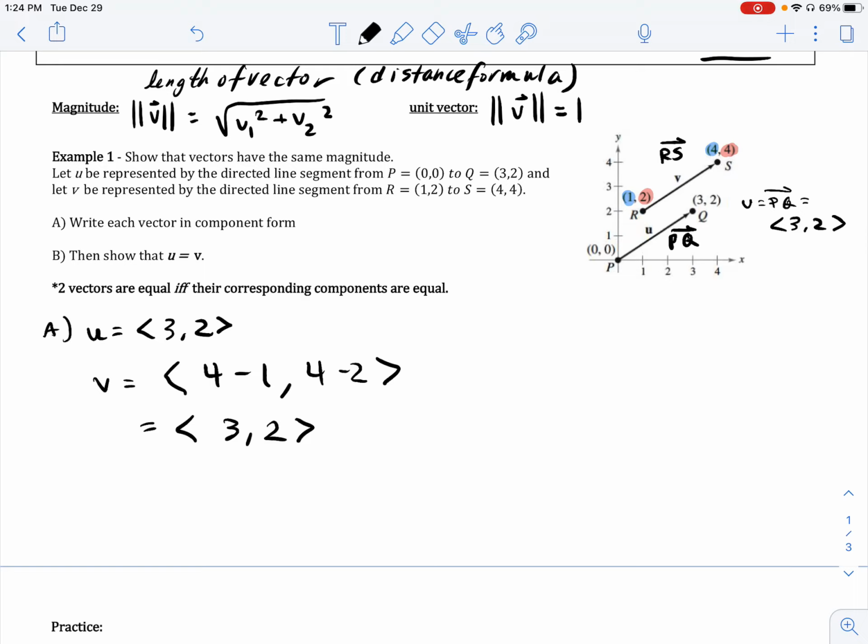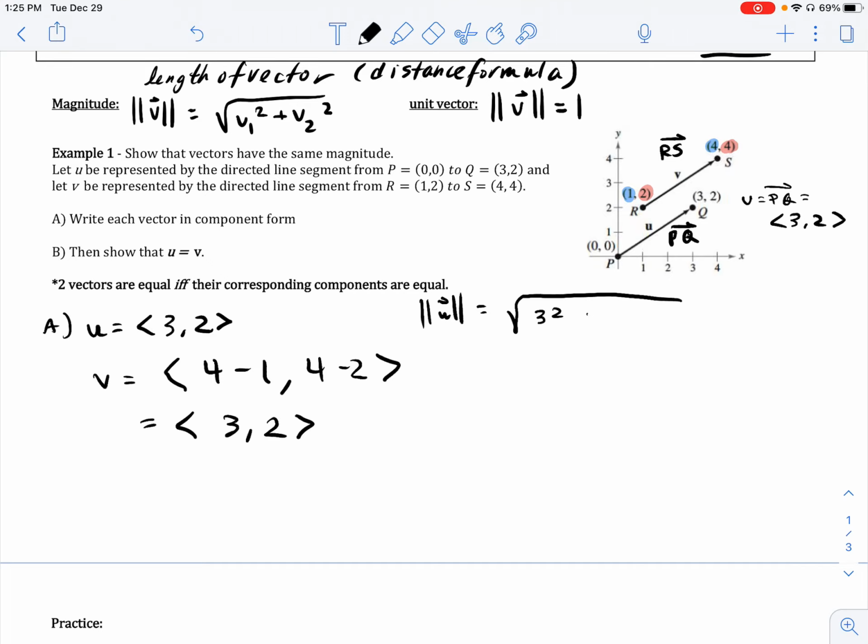Well, what exactly does that mean? Well, if two vectors have the same component form, then it means two different things. Number one, it means that their magnitudes must be the same. So again, if I wanted to find the magnitude of vector u, then we can just apply the distance formula for vector u. So this would just be the square root of 3 squared plus 2 squared, since we've already found that in component form, and that would be equal to root 13, or radical 13.